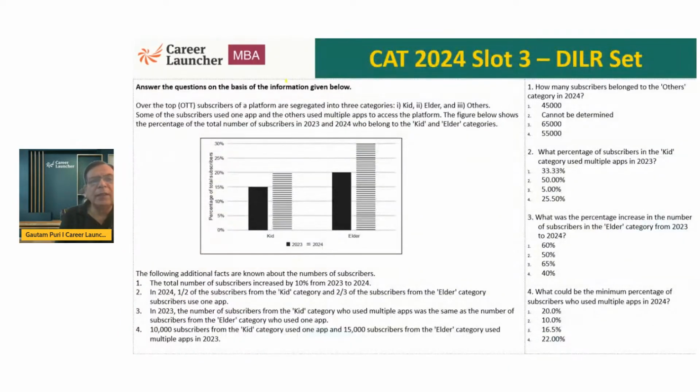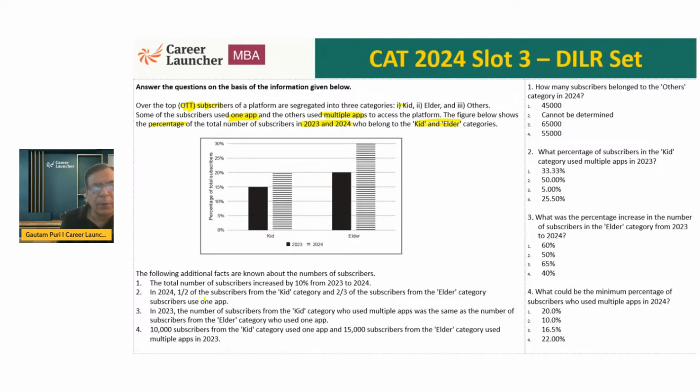OTT subscribers of a platform are segregated into three categories: kids, elders, and others. Some of the subscribers use one app and others use multiple apps to access the platform. So there are the OTT subscribers categorized into kids, elders, others. And some of these subscribers use one app and others use multiple apps to access the platform. The figure given below shows the percentage of total number of subscribers in 23 and 24 who belong to the kids and elders category. Now, क्या दिया हमको?